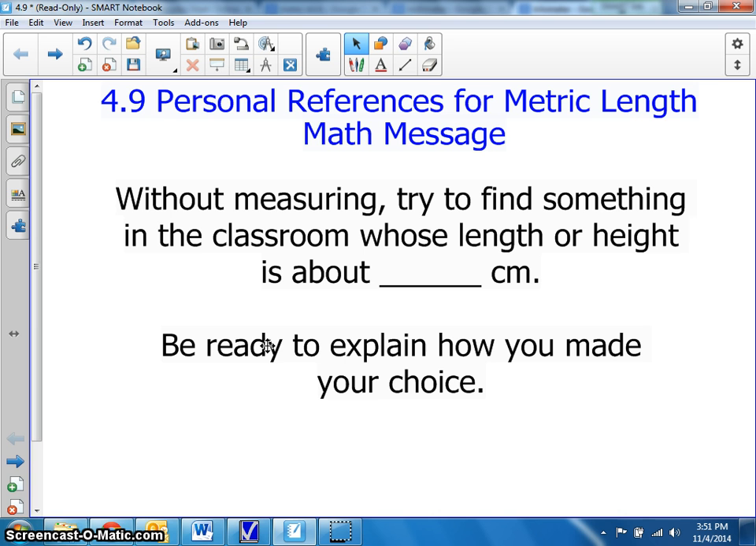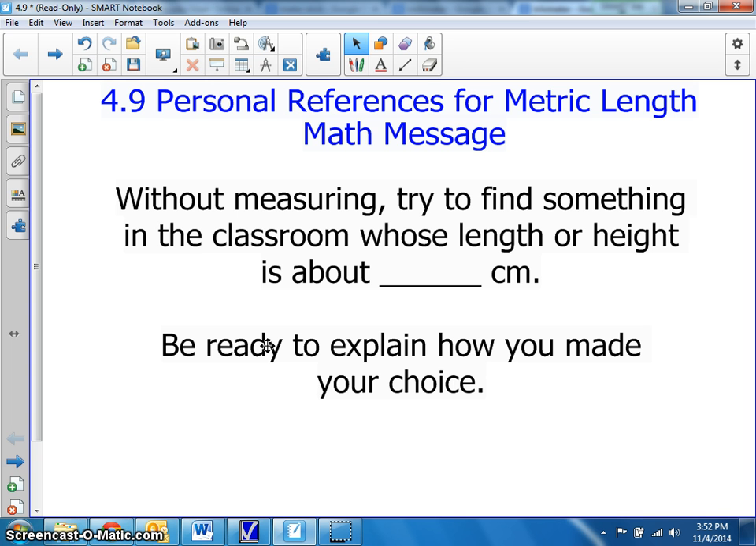So, pretty much, you should have a good idea of what a centimeter is, what a millimeter is, what a meter is, what a kilometer is. If you don't, we're going to continue that lesson today. And then not only knowing what those things are, but being able to put personal references to them so that you're more easily able to pull them out.